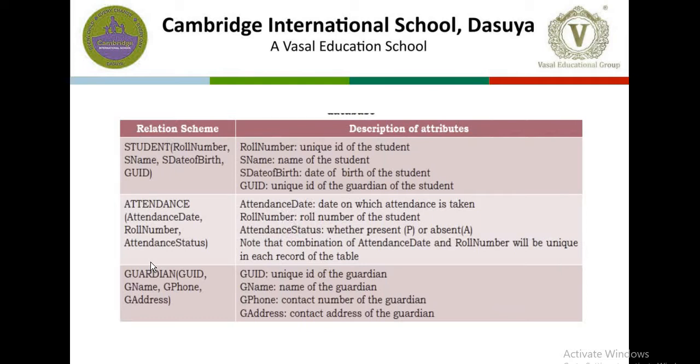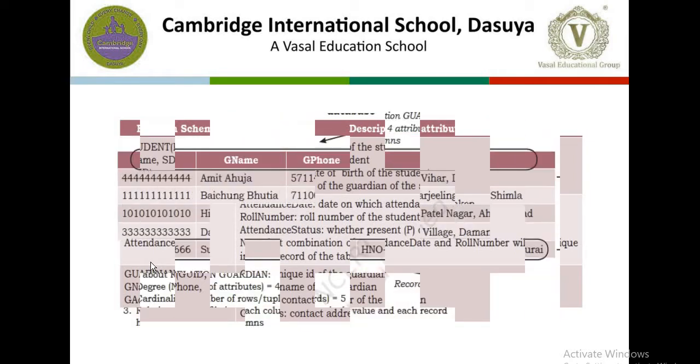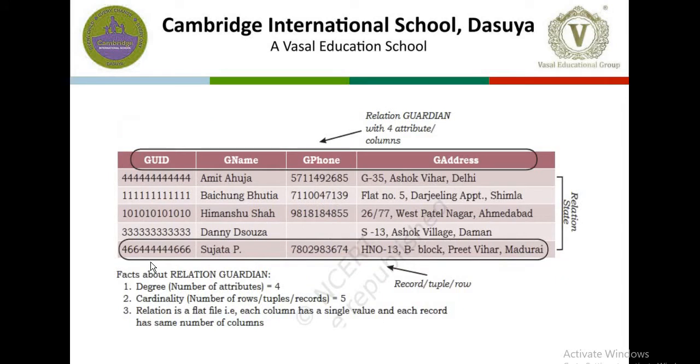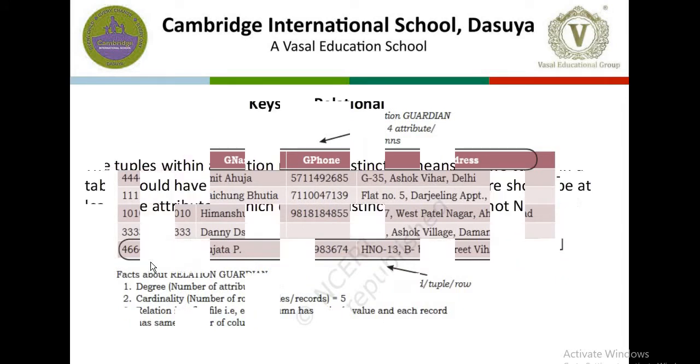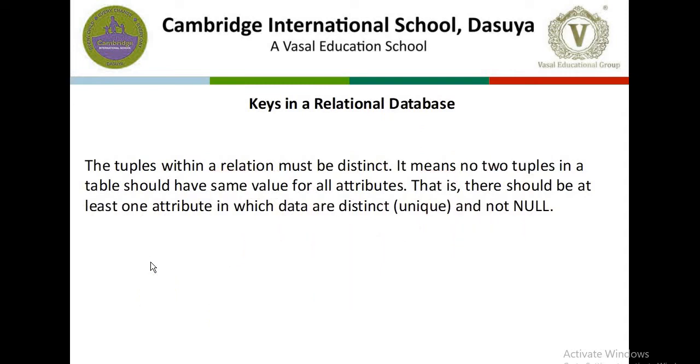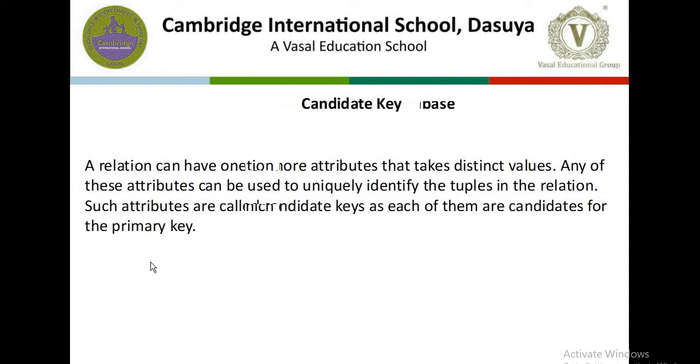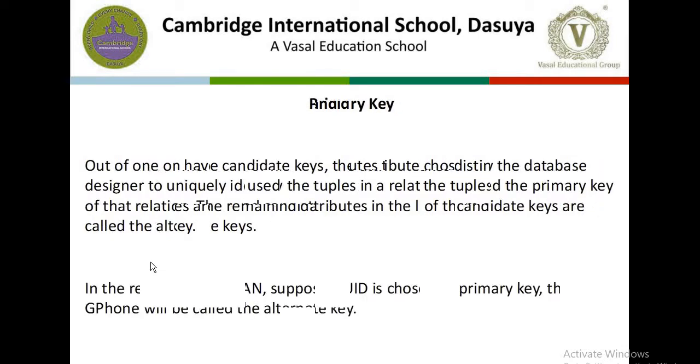Students, then we discussed the relation schemes and the description of their attributes. Then we took the example of how our table looks. So this is the example we discussed. Then we discussed the different keys in a relational database. We started with the candidate key. What is a candidate key? That is a probable candidate for a primary key. A table can have any number of candidate keys.